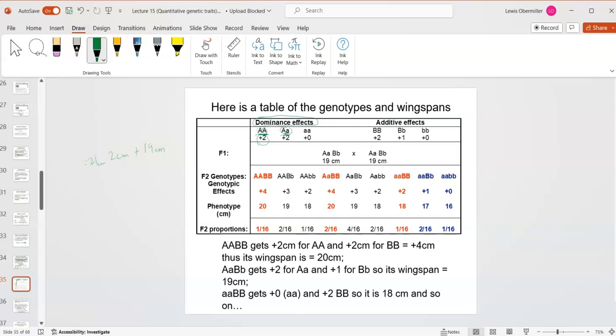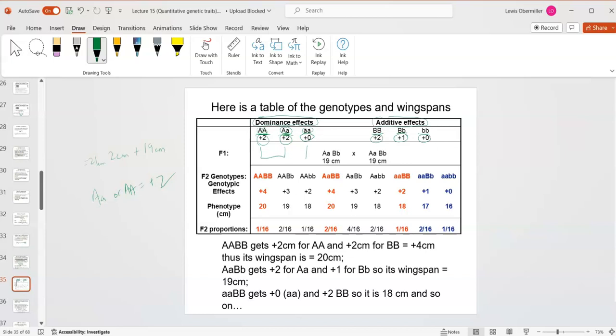Because it's completely dominant, it doesn't matter if you're big A big A or big A little a. If you're heterozygous or homozygous dominant, you still get to add 2, right? So this or this equals plus 2. That's the dominance effect. Little a is 0. So it's either all, right, complete dominance, or nothing. Additive effects are, they add together, right? So if you have big B, you get a plus 2. Big B, you get a plus 1. Little b, you get a plus 0.